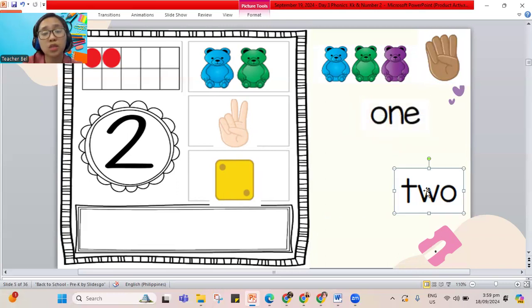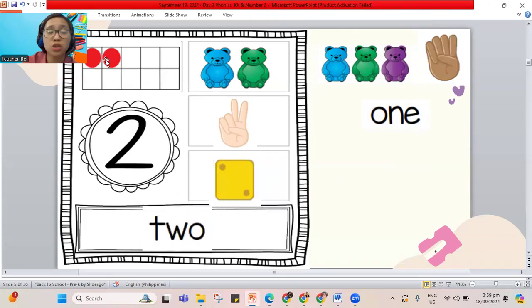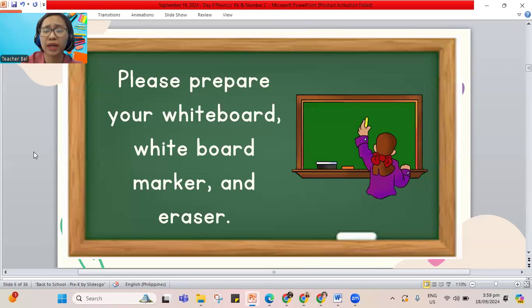But how about this one? T-W-O. Yes, that is for the word 2. So here we sorted out our pictures that show 2 and the word 2. Our number friend for today, remember, it is the number 2. Let's jump to the next part.